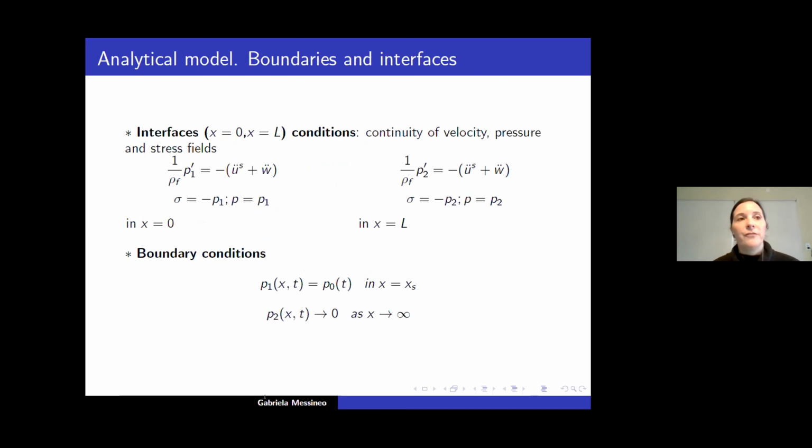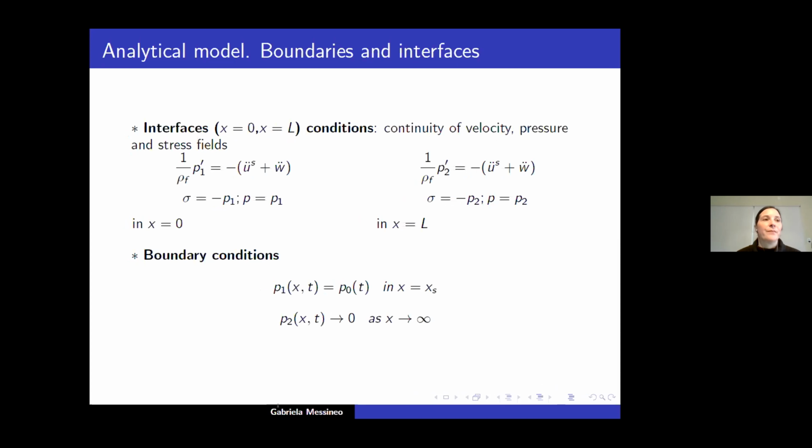The conditions at the interfaces, fluid-solid, and the boundaries involve continuity of velocity, pressure, and stress fields. Here we have similar equations for both interfaces, where P sub 1 and P sub 2 are the pressure fields in the fluid at each side of the sample. The excitation wave emitted by the source is P sub 0, which is equal to P sub 1 when it arrives at X sub S. And P sub 2 tends to 0 as X tends to infinity. That means that there is no reflected wave back to the sample.